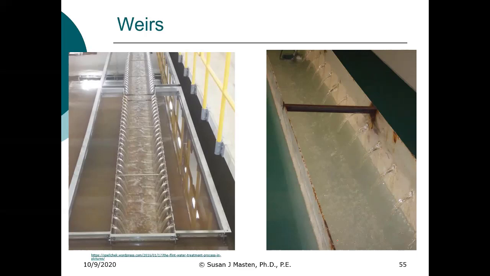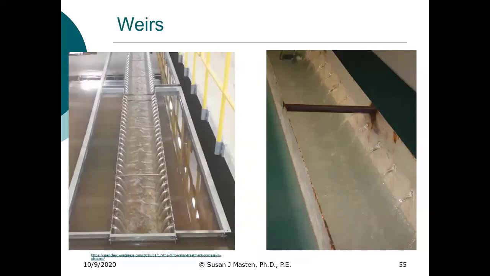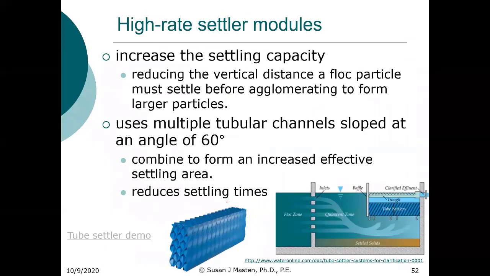This is different. The one on the left is a notched weir. And you can see on the right, these are just an orifice, and water flows from the surface of your tank into this open channel referred to as a launder, and then into the main channel. I don't think I have a photo of the main channel from the East Lansing plant.